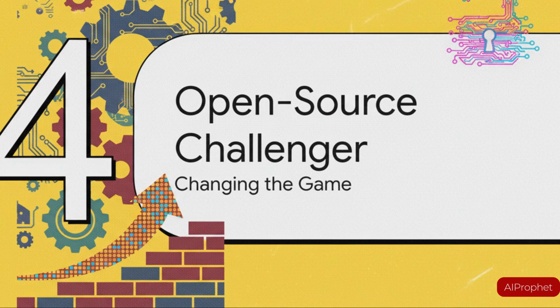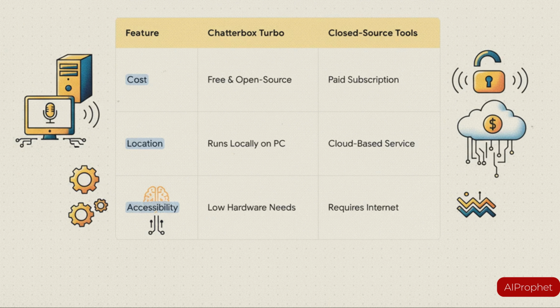It matters because it's a direct challenge to the status quo, to the way things have always been done. See, for the longest time, the best AI voices were locked away behind expensive cloud-based subscriptions. You had to pay to play. Chatterbox Turbo just flips the whole script. It's free. It runs on your hardware, which means you own your data, and you can even use it offline. And because it doesn't need a supercomputer, it's opening the door for a whole new wave of creators and developers.